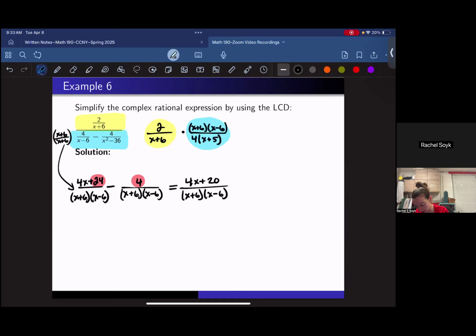Anything cancels out? Yep. How many times does 2 go into 4? It goes in twice. 2 goes into 2 once. x plus 6 in the numerator, x plus 6 in the denominator. Final result, x minus 6 all over 2 in parentheses x plus 5. And we are done.